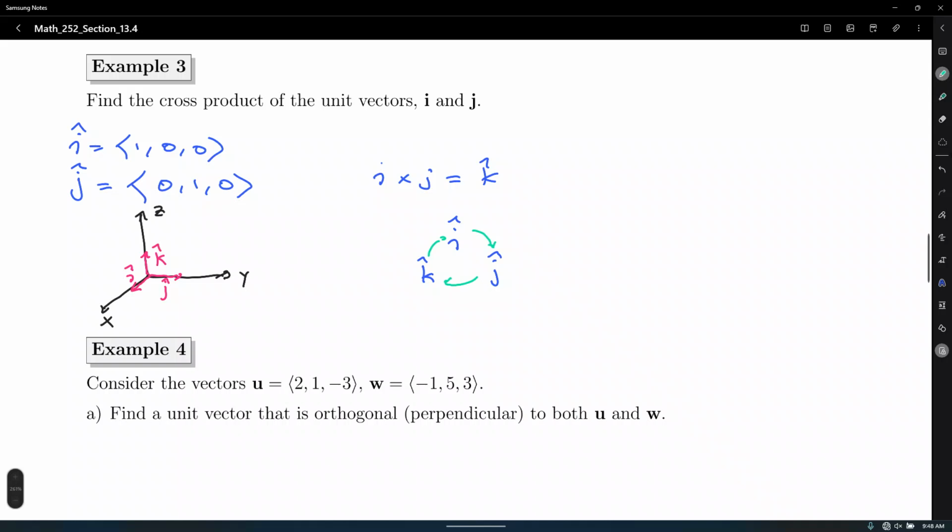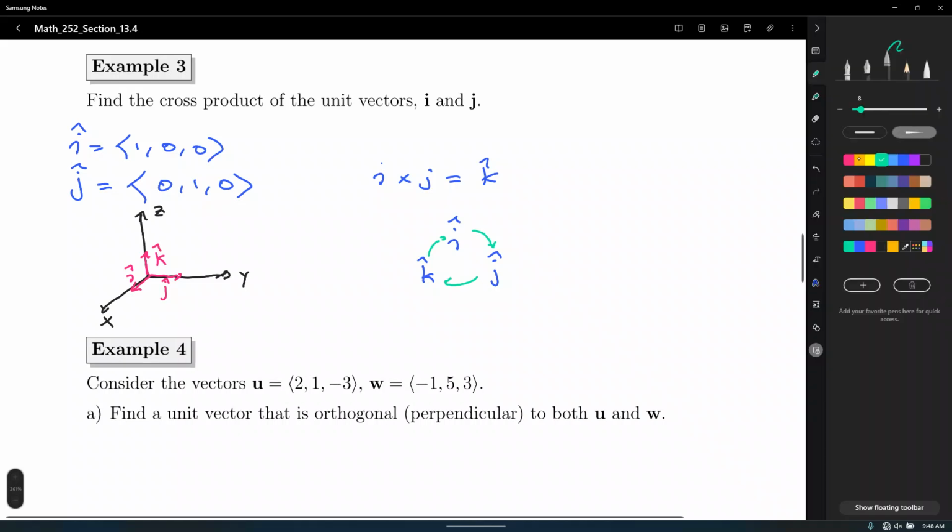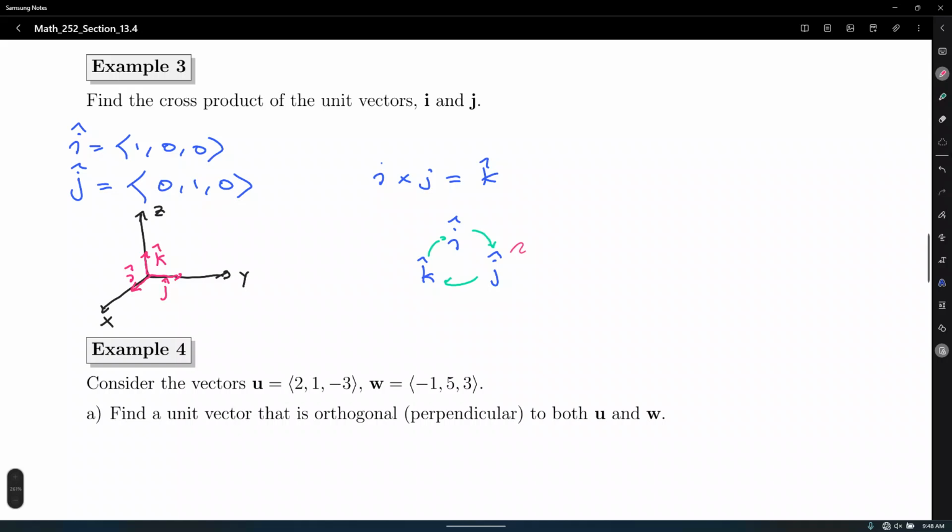Okay, let's analyze the opposite direction. Let me go about j cross i. Okay, j cross i again. They're both positive vectors. Instead of going i cross j, I'm going to go j cross i. Where's my thumb going to go? Down, all right? So yes, j cross i equals negative k, i cross k equals negative j, and k cross j equals negative i.